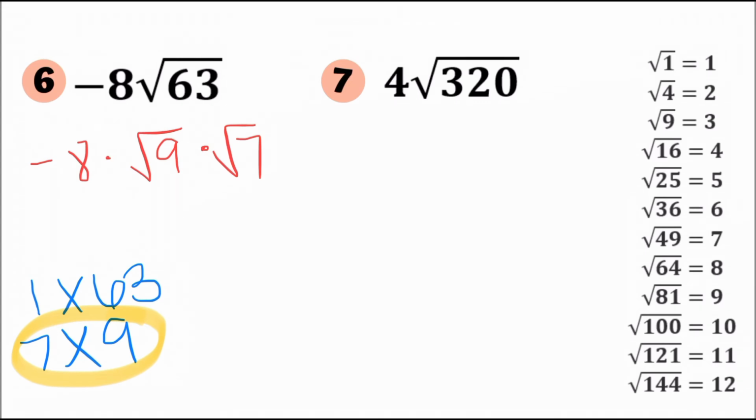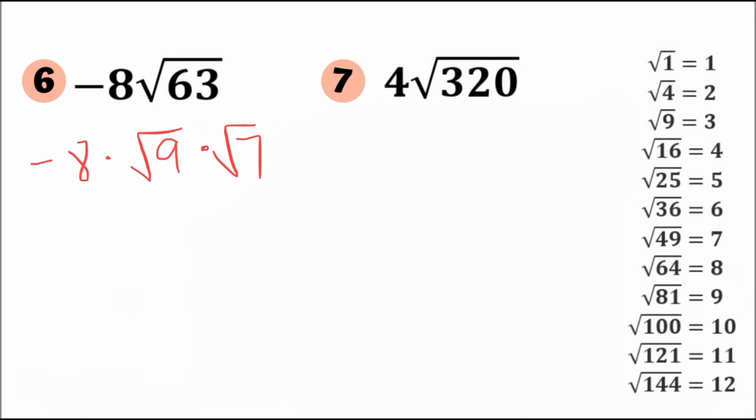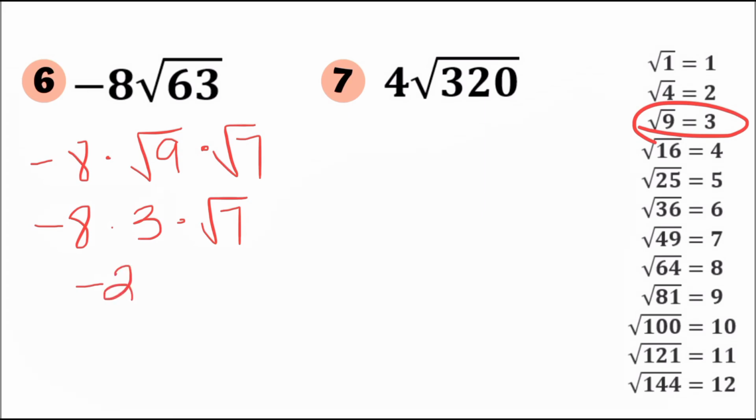Well, what is the square root of 9? The square root of 9 is 3. So that means this is negative 8 times 3 times the square root of 7. Negative 8 times 3 is negative 24. Negative 24 square root of 7 is my answer.